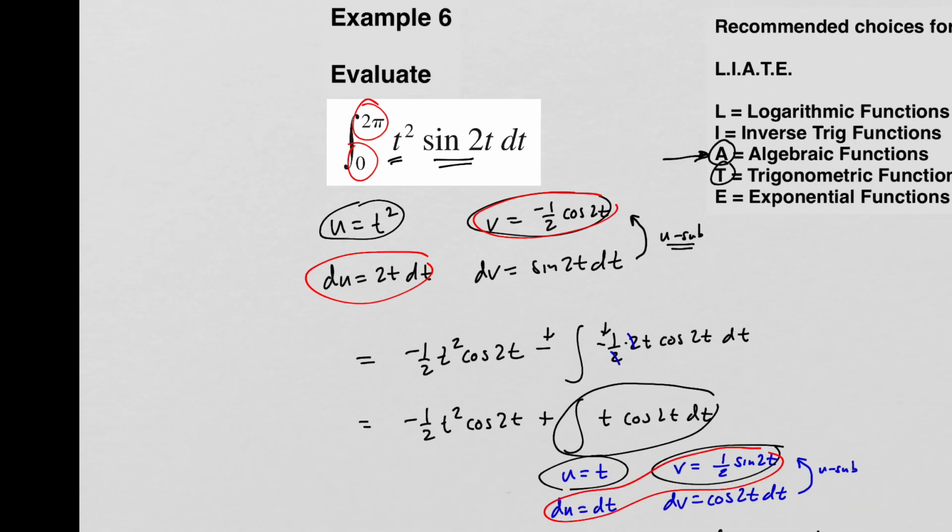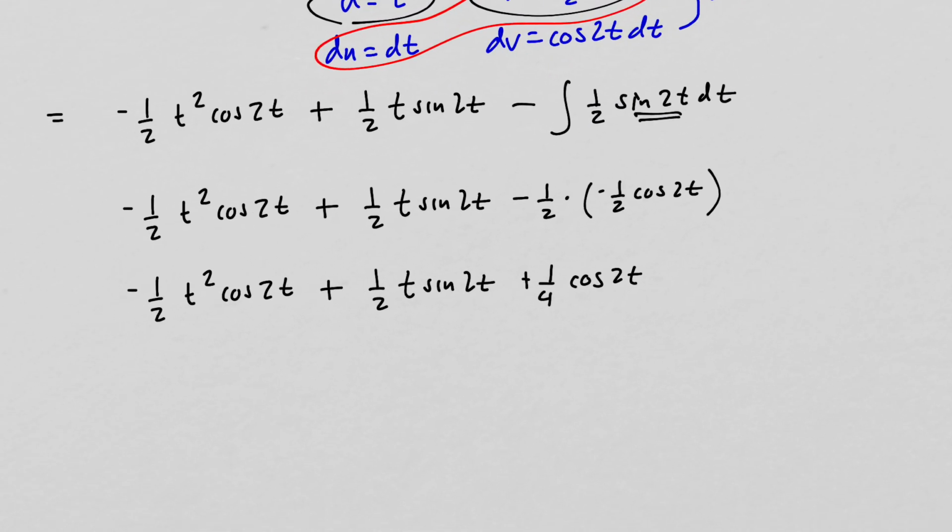So that's the antiderivative of your original function, but now we have to use the limits from 0 to 2 pi. So that's going to be our last step. Take this whole thing from 0 to 2 pi.